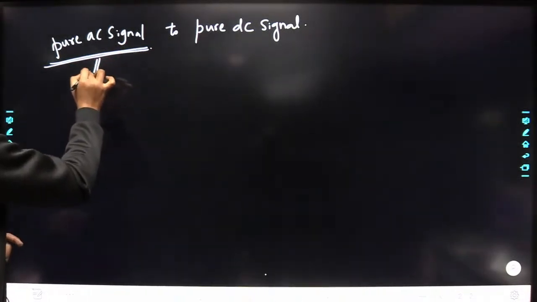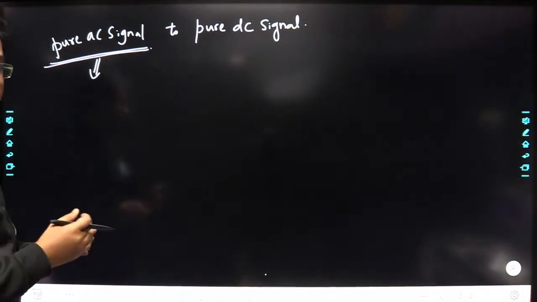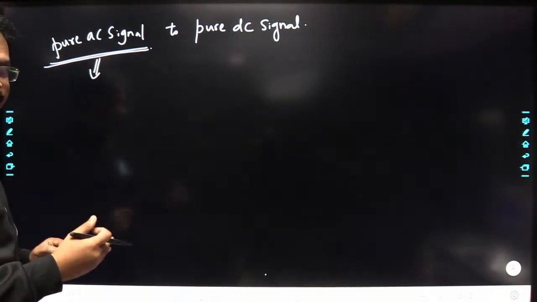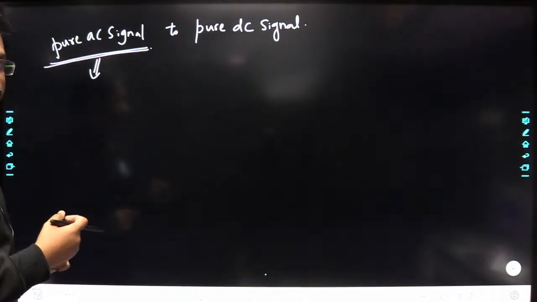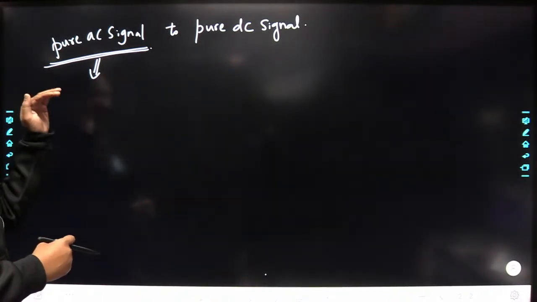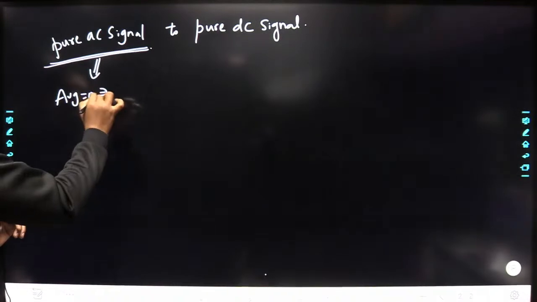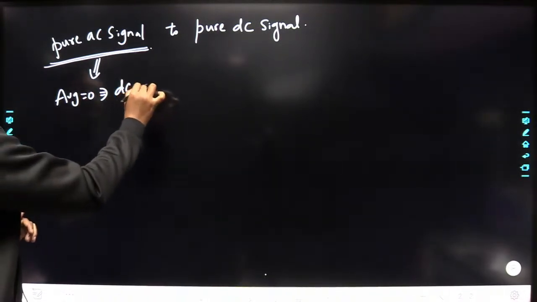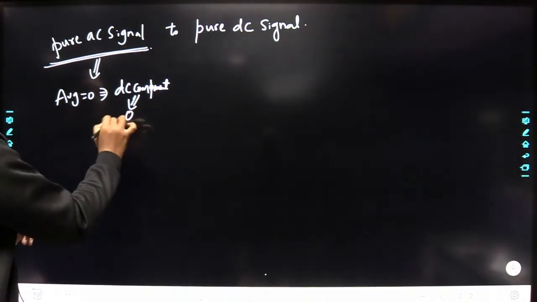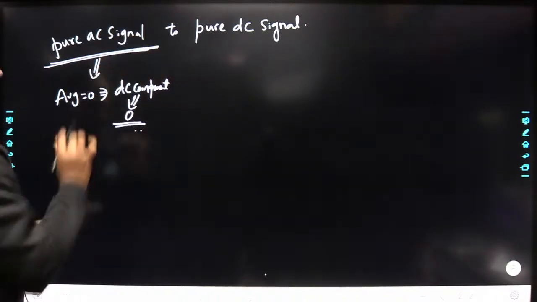What do you mean by pure AC signal? It means the average value of a pure AC signal is always equal to 0. If you determine the average value of any signal, that gives you the DC component present in the signal. So for a pure AC signal, the average value is 0, which means there is no DC component present in a pure AC signal.